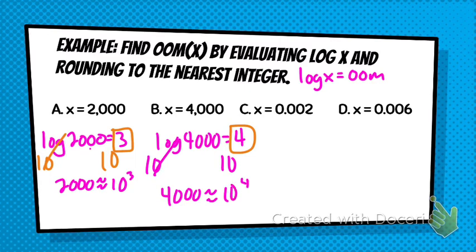So our order of magnitude is 4 on that problem, and our order of magnitude is 3 on part A. But we're going to look at this here in a second.